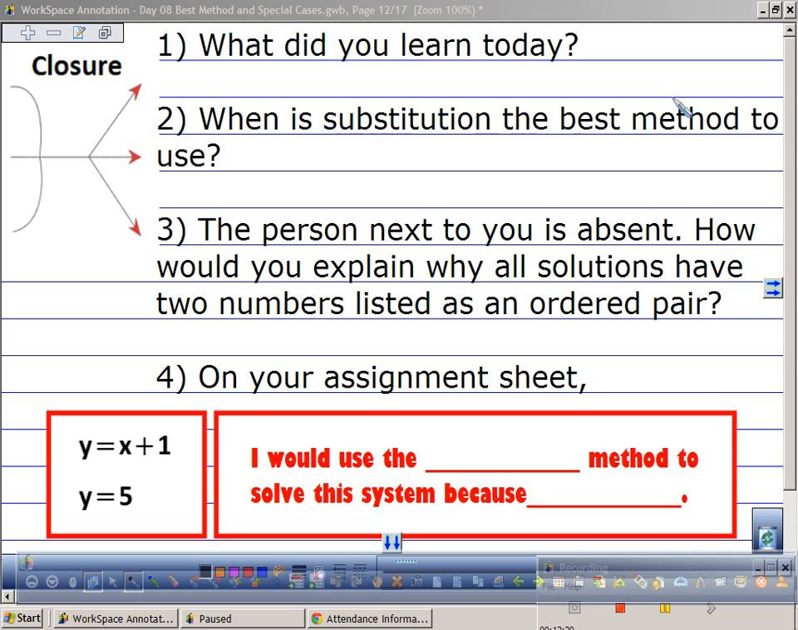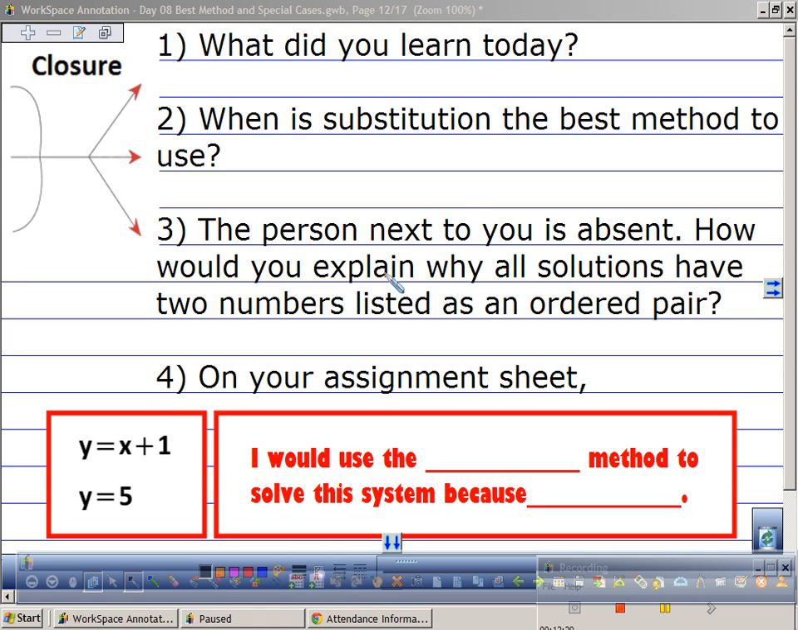What about this? When is substitution the best method to use? Lena? Not just y. When you solve for just one specific variable, right? When you have one variable equals, you know you can use substitution.